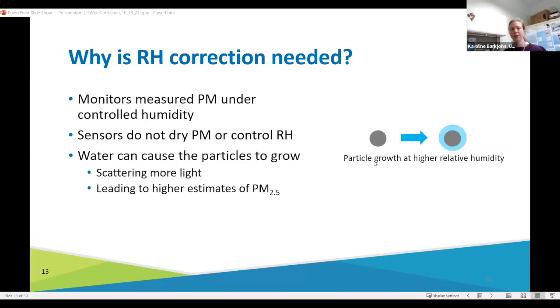So why is the relative humidity correction needed? Most of the regulatory monitors in the US measure PM under controlled humidity. Sensors don't dry the PM or control relative humidity. And so water can cause the particles to grow, potentially scattering more light and leading to higher estimates of PM 2.5.